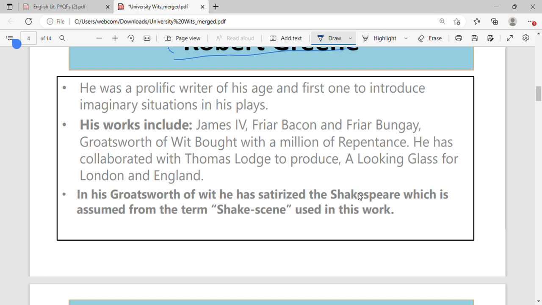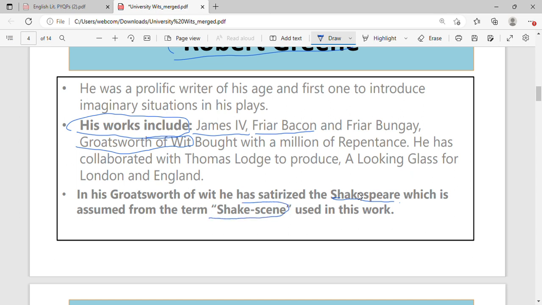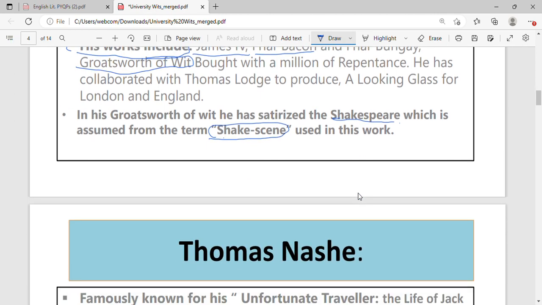Then we have another play which he has written, James IV. We have Friar Bacon and Friar Bungay. We have Groatsworth of Wit. It was a pamphlet where he attacked Shakespeare. How did we get to know this? Because there is a term called Shake-scene, right? What he called him was that Shakespeare is a crow who is feathered with our wings. This is how he addressed him in his pamphlet.